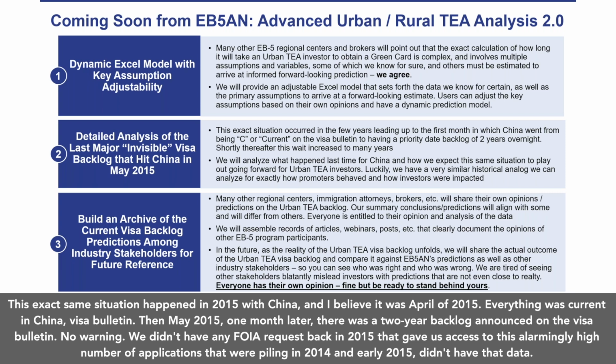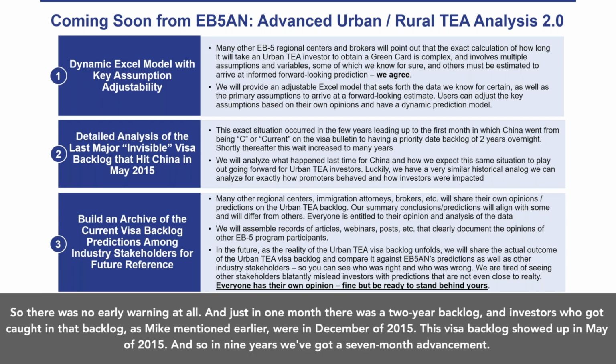No warning. We didn't have any FOIA request back in 2015 that gave us access to this alarmingly high number of applications that were piling in 2014 and early 2015. We didn't have that data, so there was no early warning at all. And in just 1 month, there was a 2-year backlog, and investors who got caught in that backlog, as Mike mentioned earlier, were in December of 2015. This visa backlog showed up in May of 2015. And so in 9 years, we've got a 7-month advancement, right?